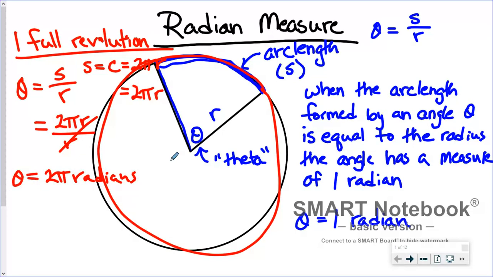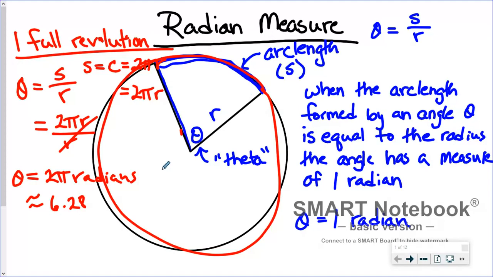Well, what do we estimate pi at usually? 3.14. So this is roughly 6.28 radians. Now, you typically will see radians in terms of pi. So that's how many triangles fit in? Yes, exactly. If you think of this little wedge that we made initially, if you could copy it and keep putting them in there, you would get 6.28 of those. Does that make sense?